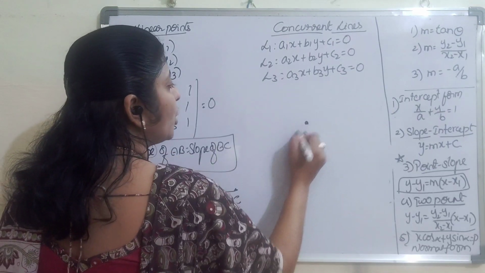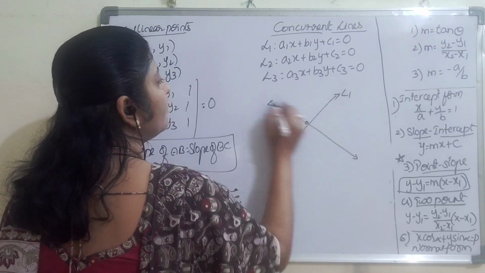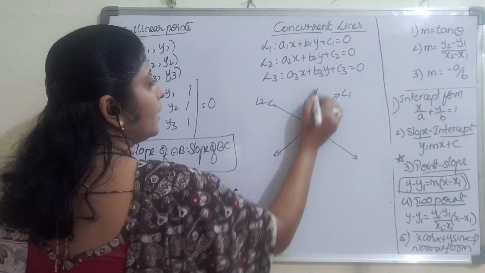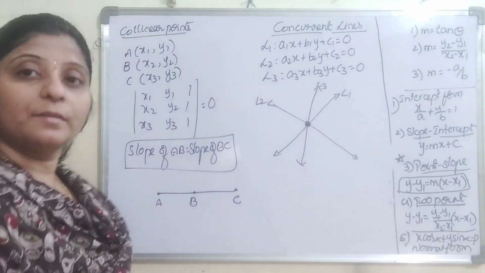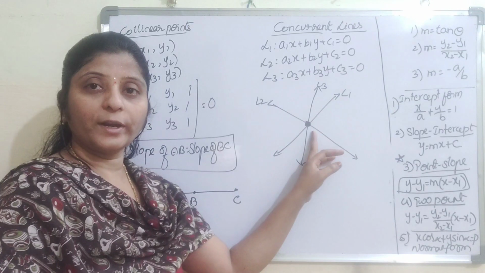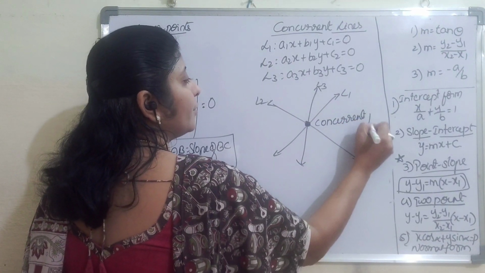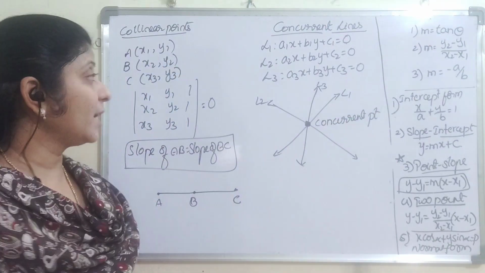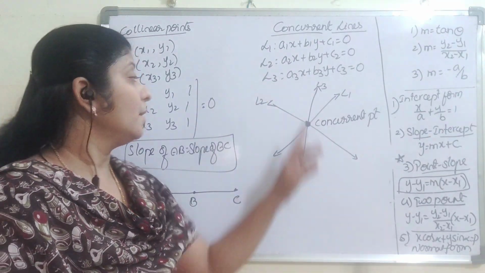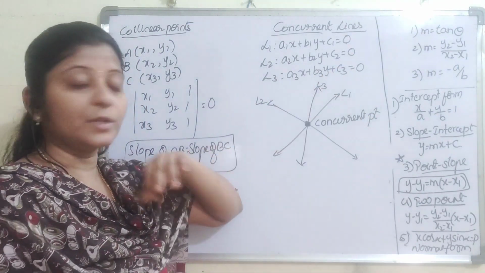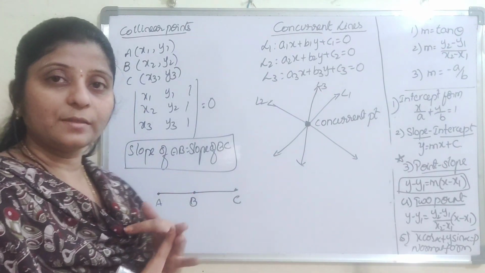So from this point, L1, you can say L2, L3, all 3 are passing through the same point, and this intersect point is called a concurrent point. That means when you substitute this point in the 3 lines, it should satisfy the equal to 0 condition. So this concurrent point lies on L1 as well as L2 as well as L3.